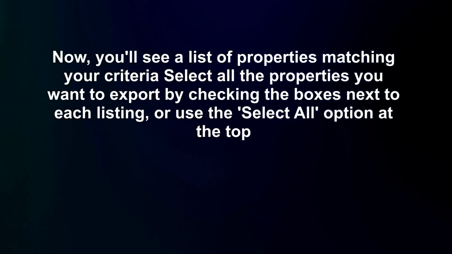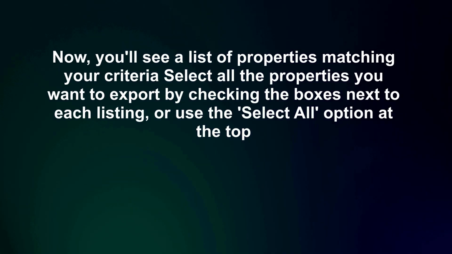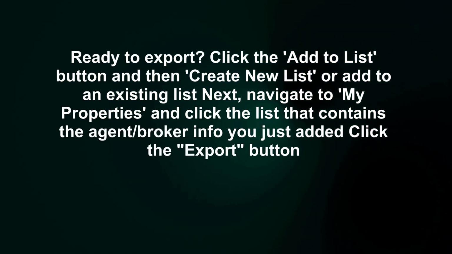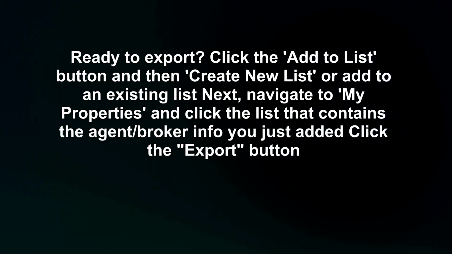Select all the properties you want to export by checking the boxes next to each listing, or use the select all option at the top. Ready to export? Click the add to list button and then create new list or add to an existing list.